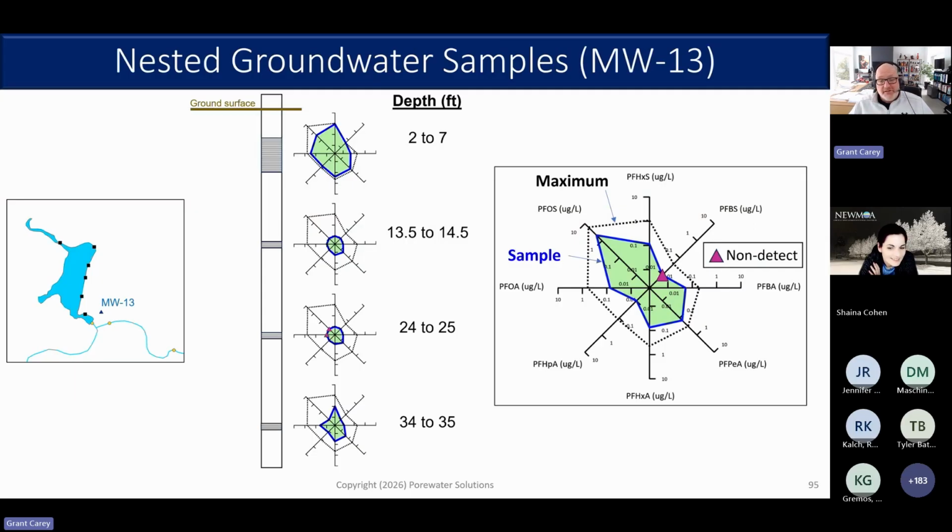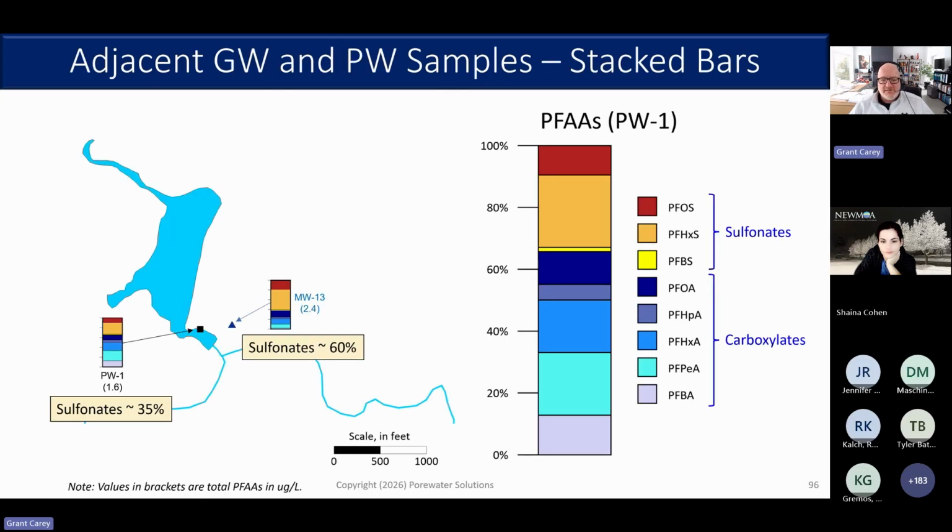So one thing with radial diagrams, you can get magnitude signatures. We can see highest concentrations in the shallow, lowest at depth, a little bit higher at 34 to 35 feet. Might want to look up gradient to see what's happening there. So a very quick snapshot of how radial diagrams help with magnitudes.